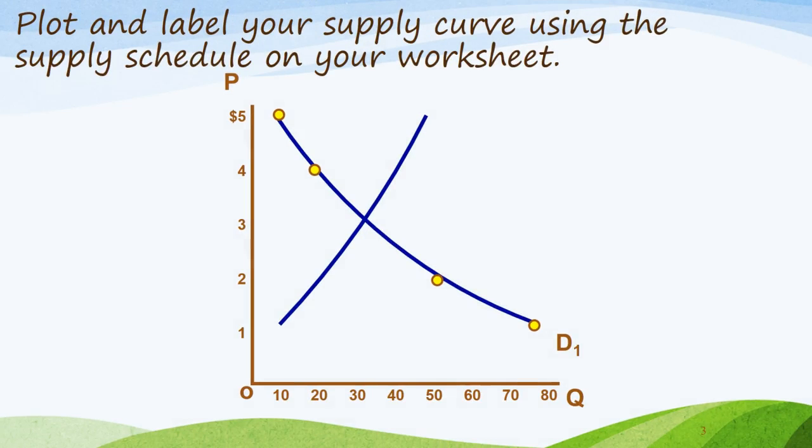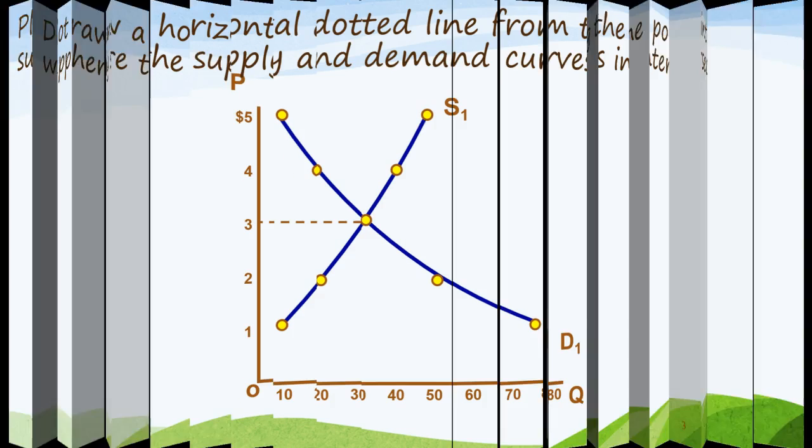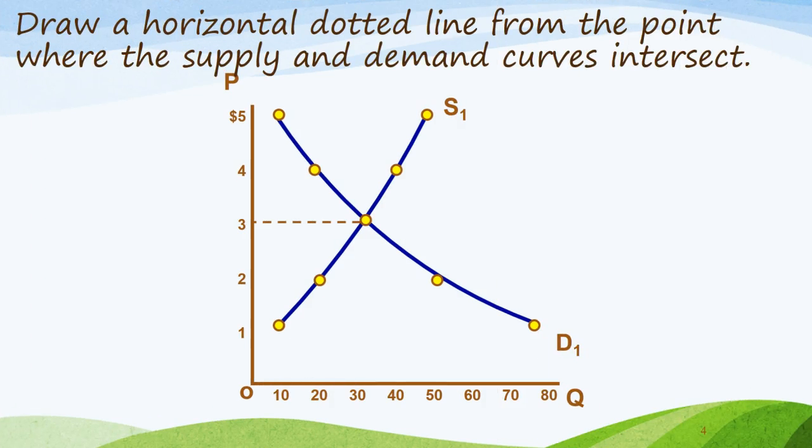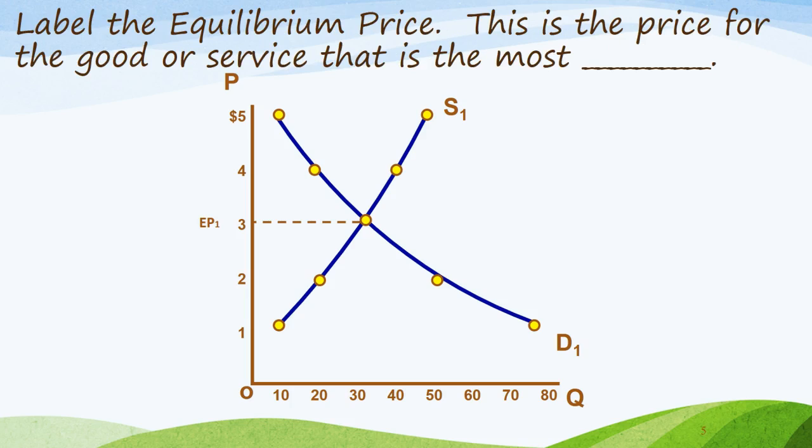Then plot and label your supply curve using the supply schedule on your worksheet. When you're done, it should look something like this. Next, draw a horizontal line from the point where the supply and demand curves intersect. Then you want to label that equilibrium price.